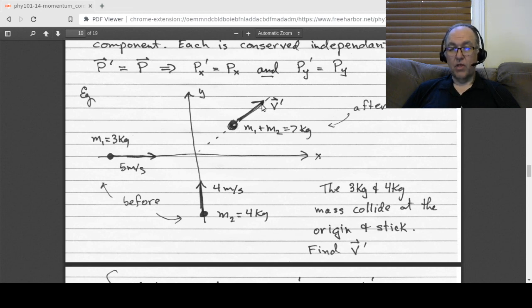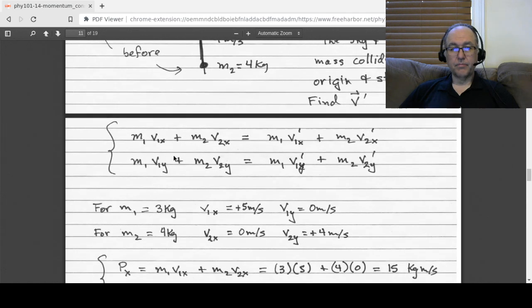And finally, there's some velocity here, v1 primed, as a vector, because it has both an x and y component, and I want you to find the final velocity, v1 primed, as a vector. Actually, this is a slightly ambiguous way of asking it. I'm going to ask for that answer in polar coordinates. So let's do the problem.